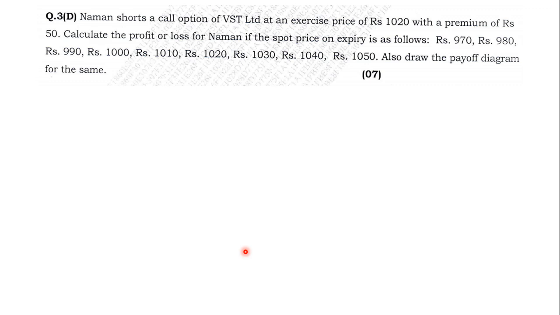Okay, now the next question was: Naman shorts a call. So now this is a sum based on call option seller's payoff. You're selling it off, of VST Limited at an exercise price of 1020, premium of 50. Spot prices are given: 970, 980, 990, 1000, 1010, 1020, 1030, 1040 and 1050. And they have asked to draw the payoff diagram.